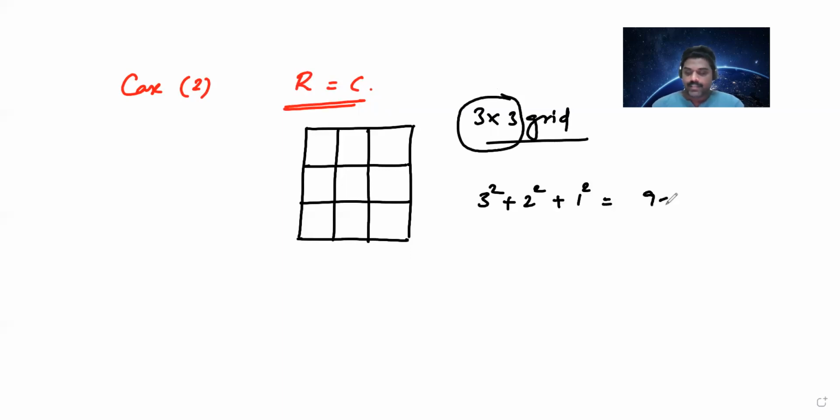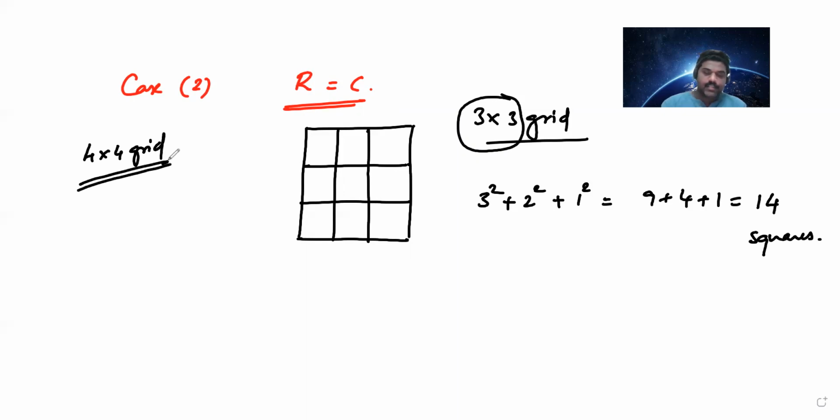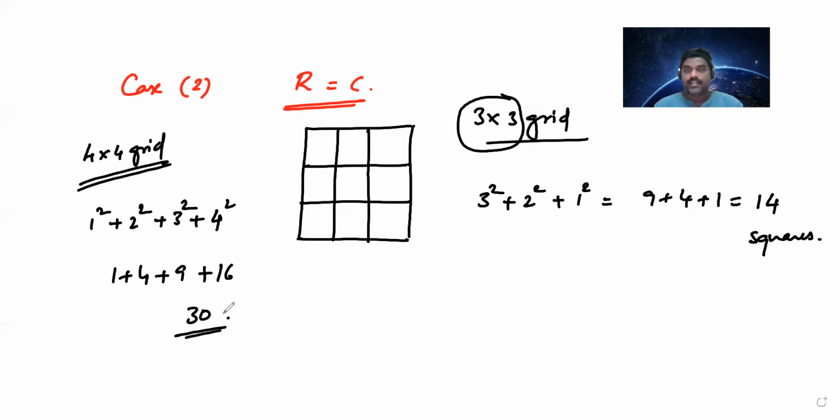So what will be the result? I will have 14 squares. So no need to count, directly you can find the value. Suppose they give you a 4 by 4 grid, what would be the result? 1 square plus 2 square plus 3 square plus 4 square. So 1 plus 4 plus 9 plus 16, that would be 30 squares.